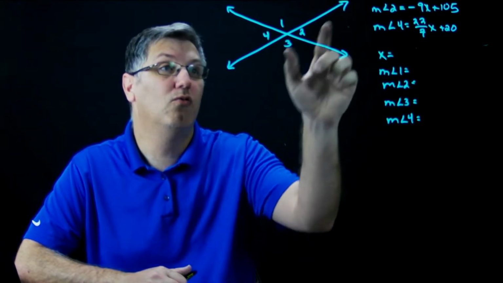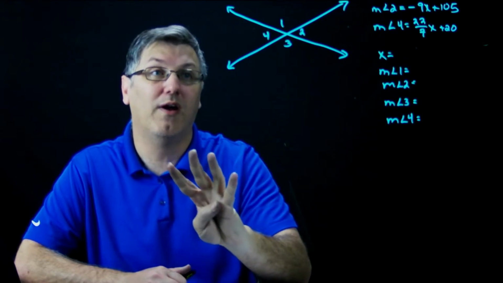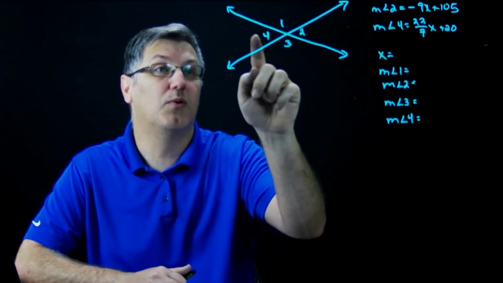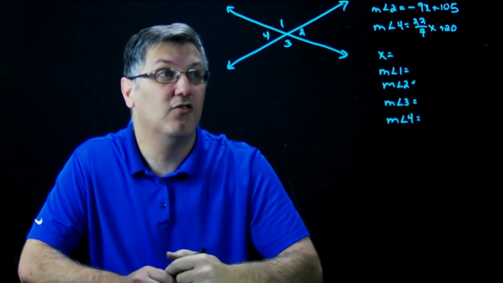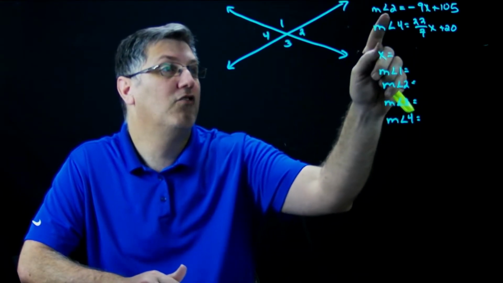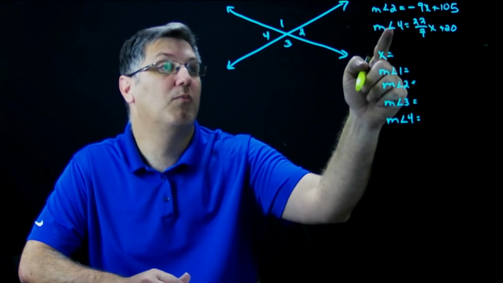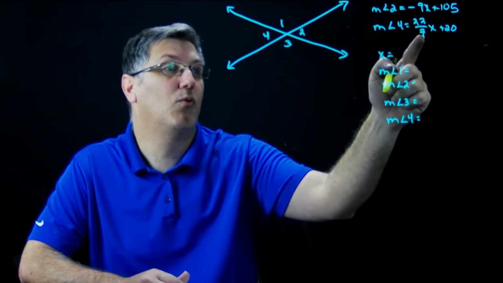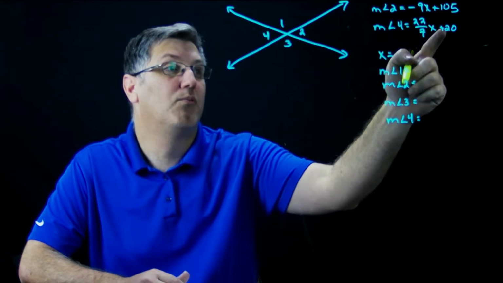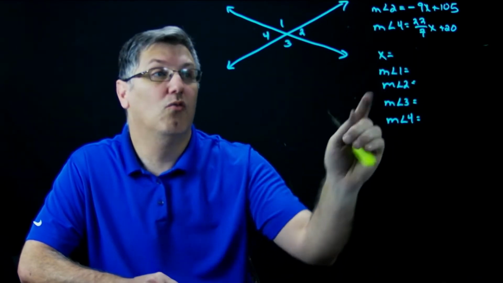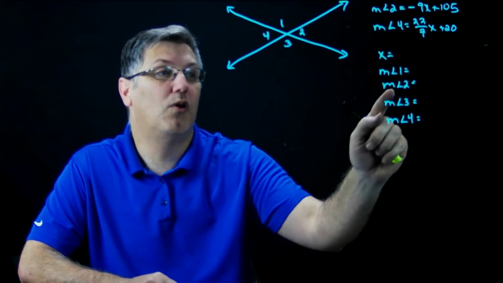We just have two lines intersecting, and they're going to form four angles. We have angle 1, 2, 3, and 4, and I just went clockwise with these. And then I tell you that the measurement of angle 2 is negative 9x plus 105. And I tell you the measurement of angle 4 is 22 over 7 x plus 20. I'm asking you, what is x? What is the measurement of angle 1, 2, 3, and 4?